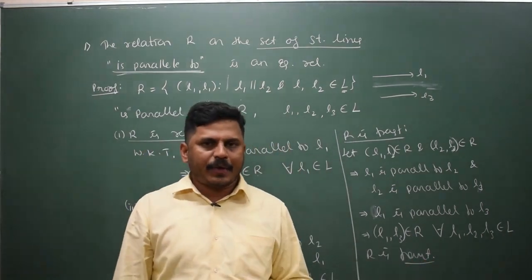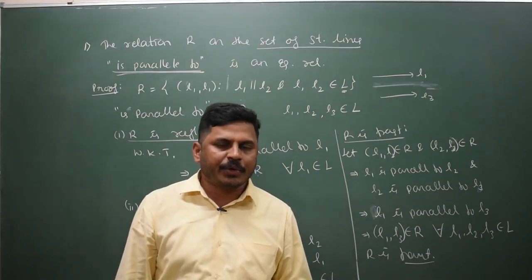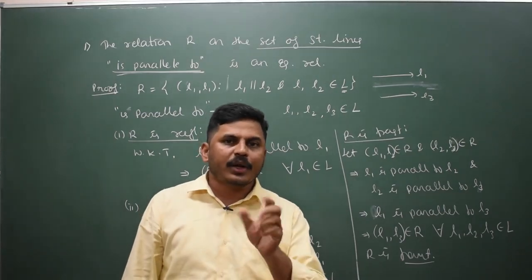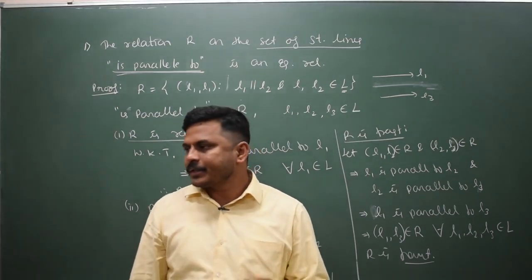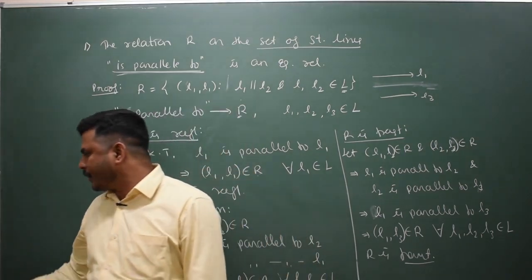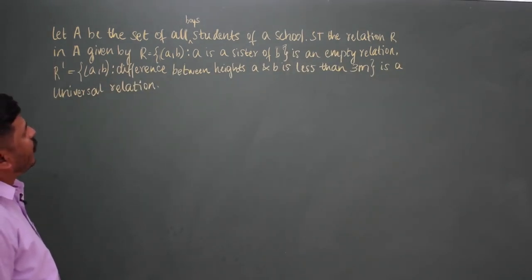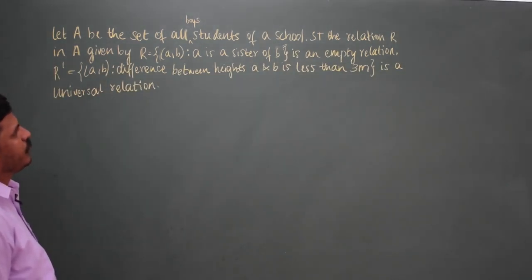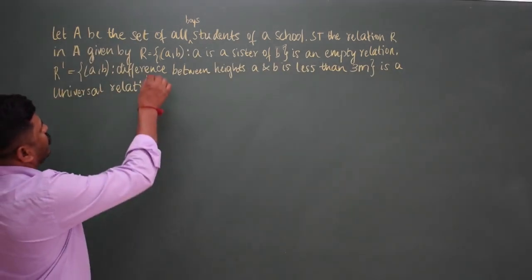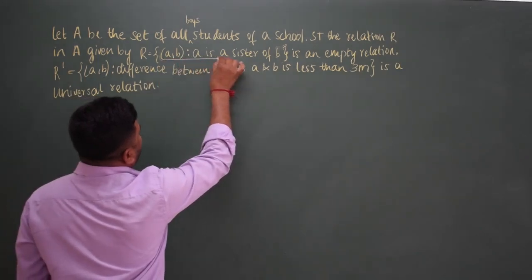Since R is reflexive, symmetric and transitive, it is an equivalence relation. Let A be a set of all boys students in a school. Show that the relation R in A given by R is equal to (A, B), A is a sister of B.